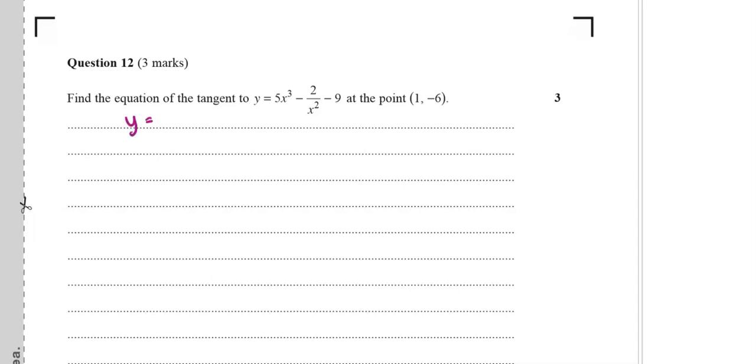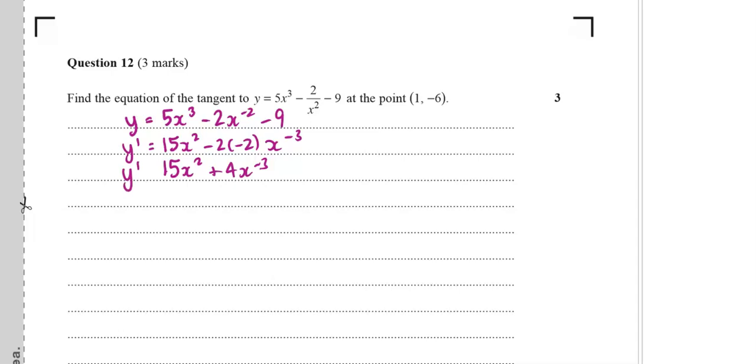I know that y equals 5x to the 3 minus 2x to the minus 2 minus 9. When I take the first derivative, I'm going to get 15x squared minus 2 times minus 2x to the minus 3. So that's 15x squared plus 4x to the minus 3. I'm particularly interested in what's going on at x equals 1. So at x equals 1, I've got 15 times 1 squared plus 4 times 1 to the minus 3. So 15 plus 4 equals 19.